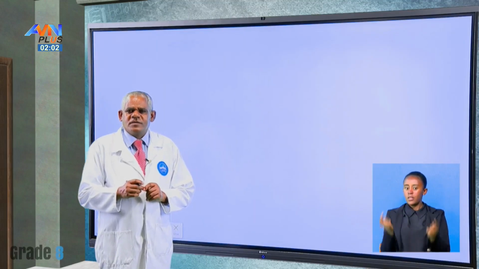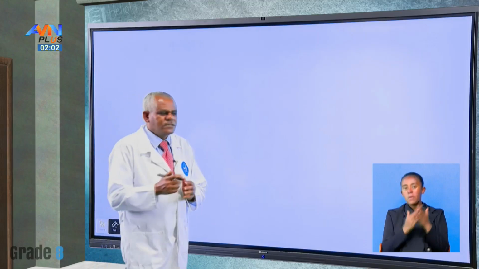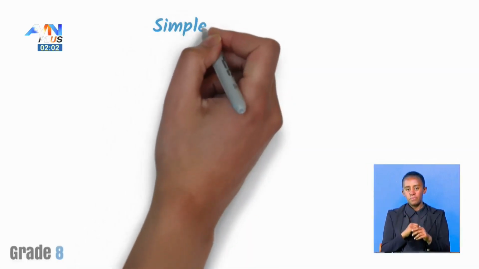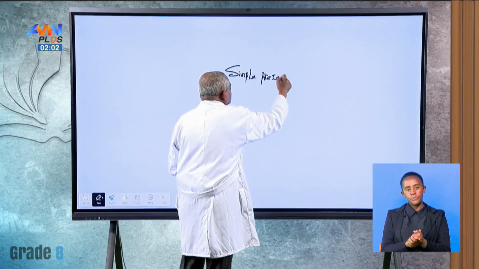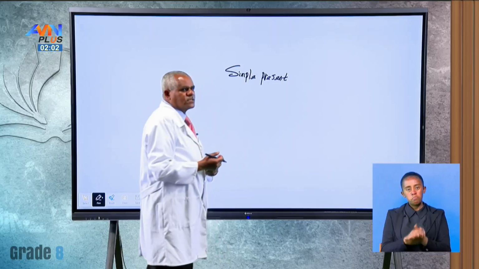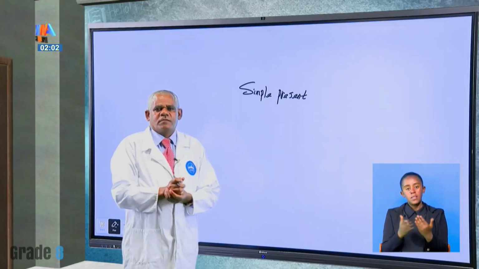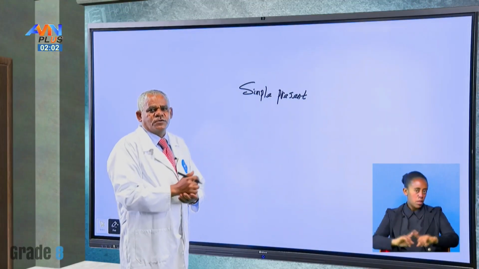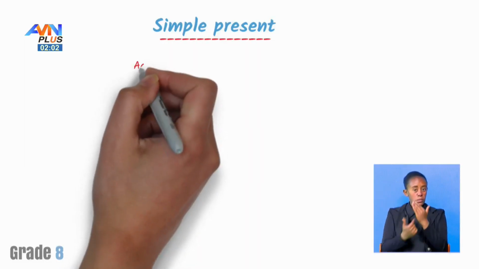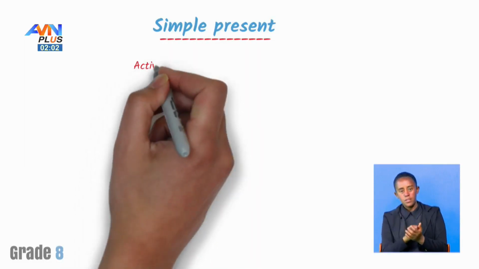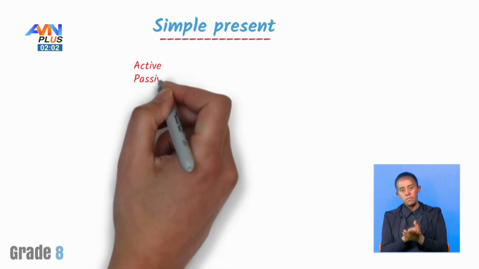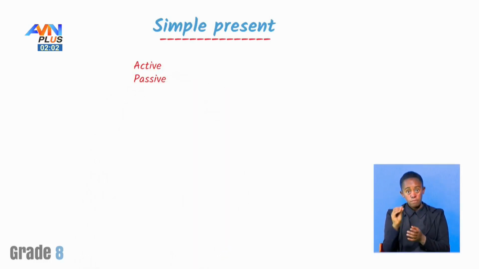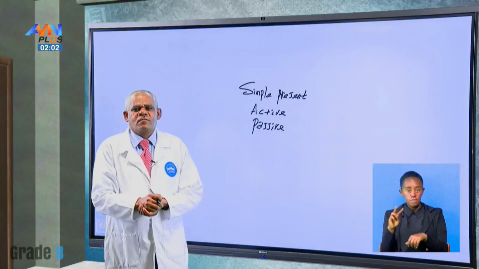Today, we are going to see a part of simple present tense. Simple present or present simple, they are both the same. But our issue is talking about active and passive tenses: the active form of simple present tense and the passive form of simple present tense.